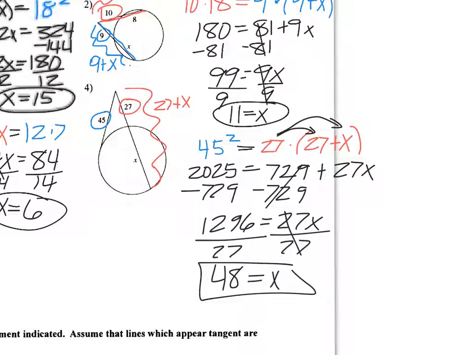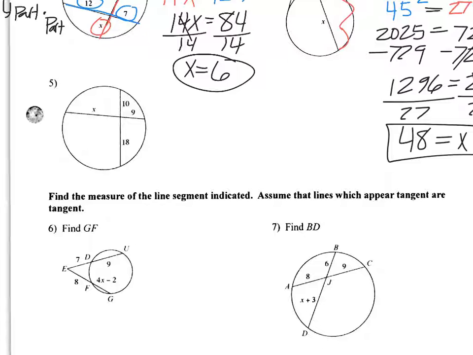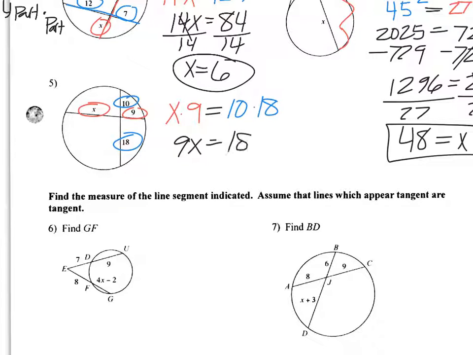Let's keep going. What do we have in number 5? Number 5, we have two chords. So what is chords? Part times part. So x times 9 equals part times part, 10 times 18. So we get 9x equals 180. If you divide by 9, that's going to give you 20.